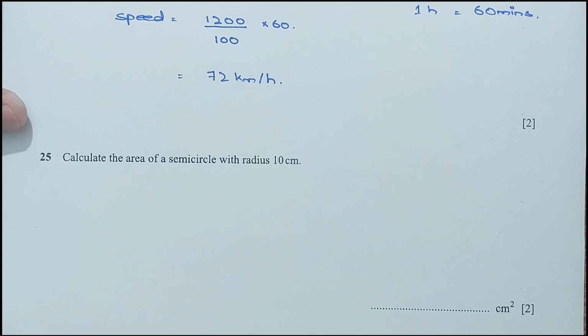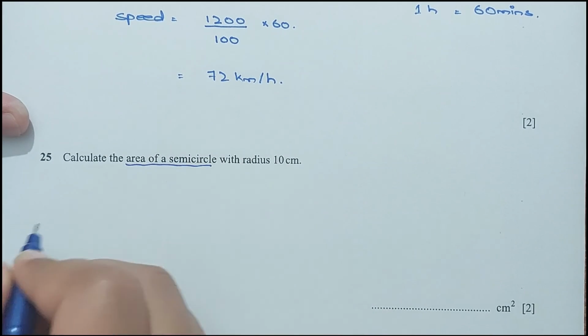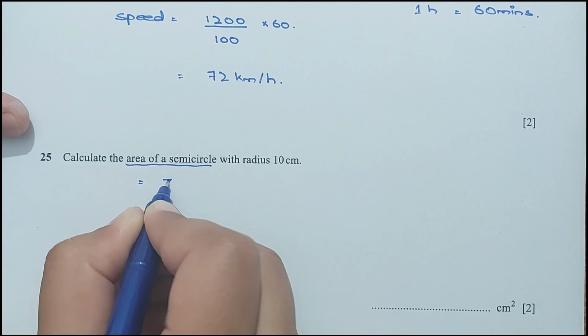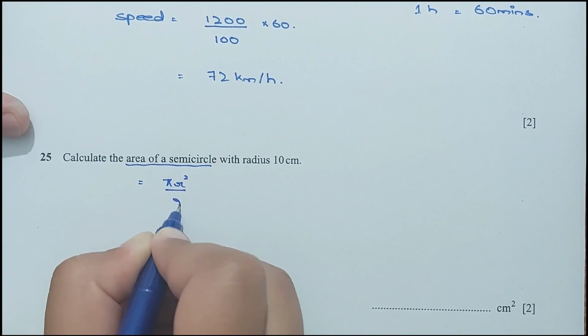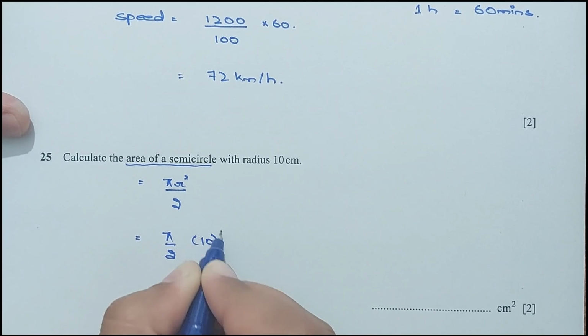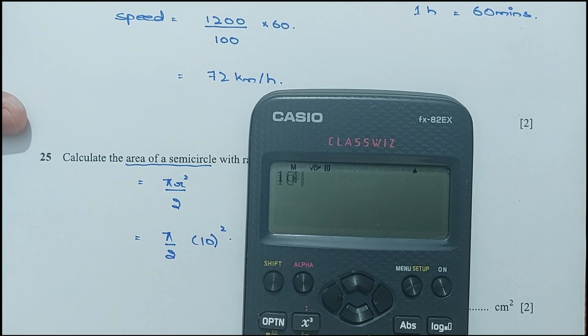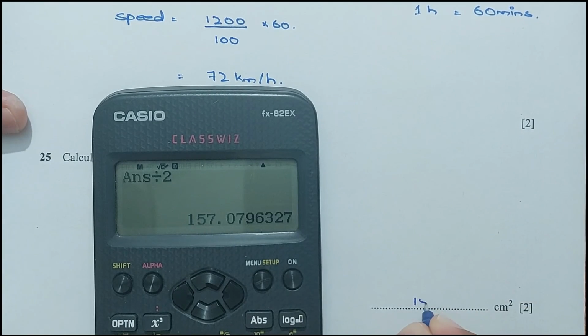Question number 25. Calculate the area of a semicircle with a radius of 10 centimeters. The area of a circle is pi r square and the area of a semicircle is pi r square divided by 2. So we have pi by 2 and radius square is 10 square, right? So that is 10 square times pi divided by 2, which is 157.1 centimeter square.